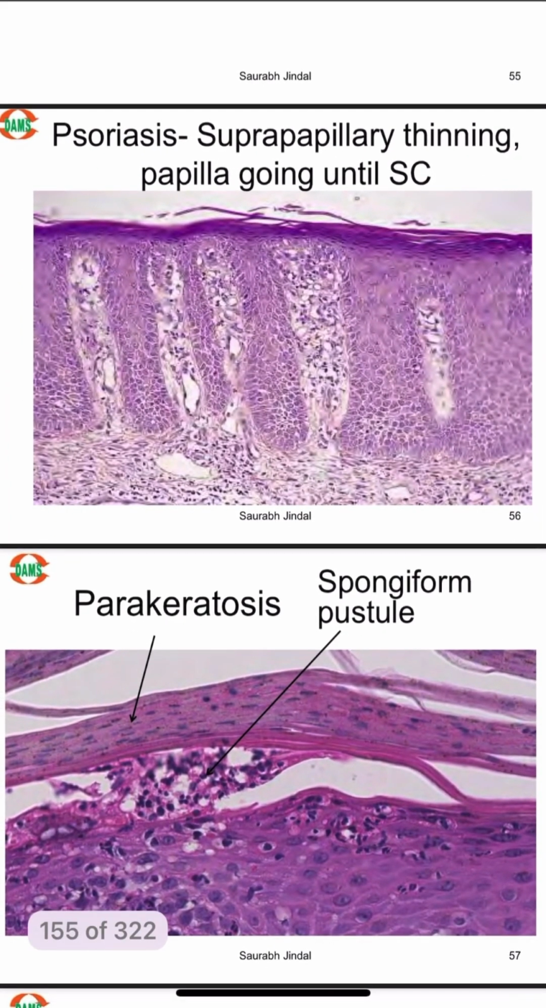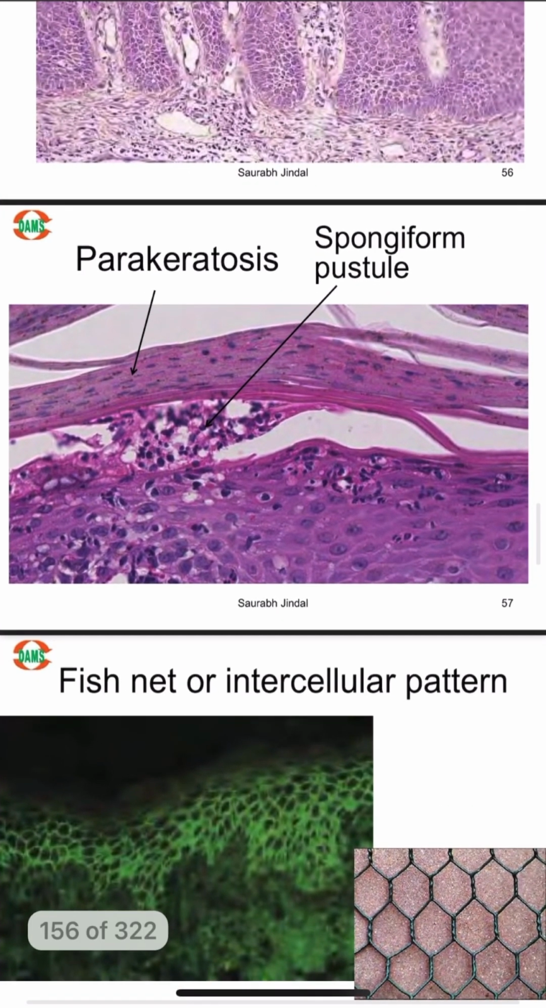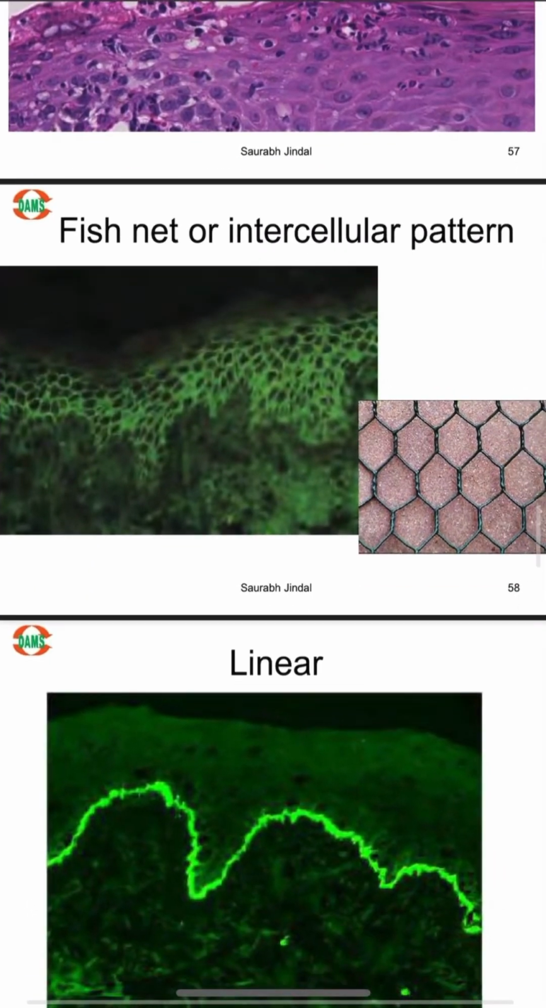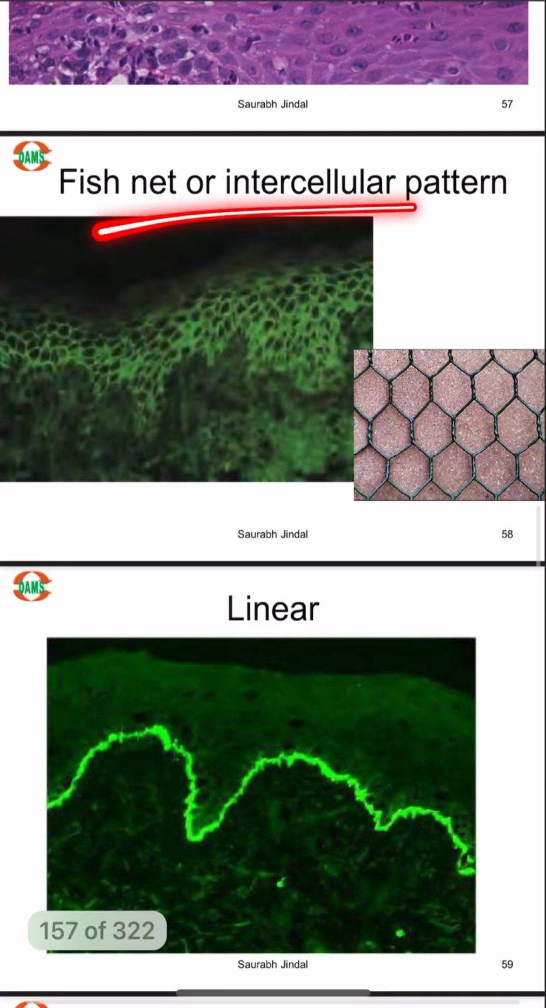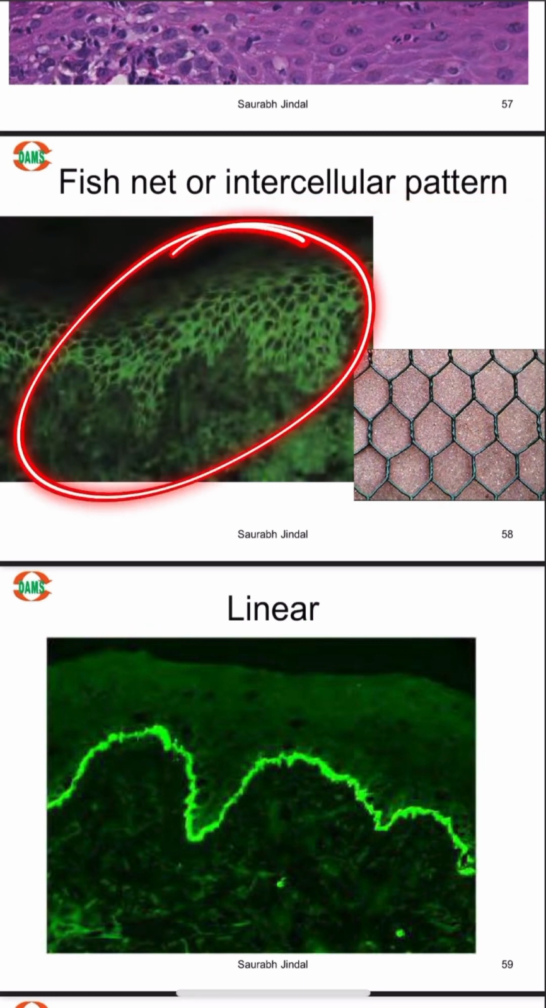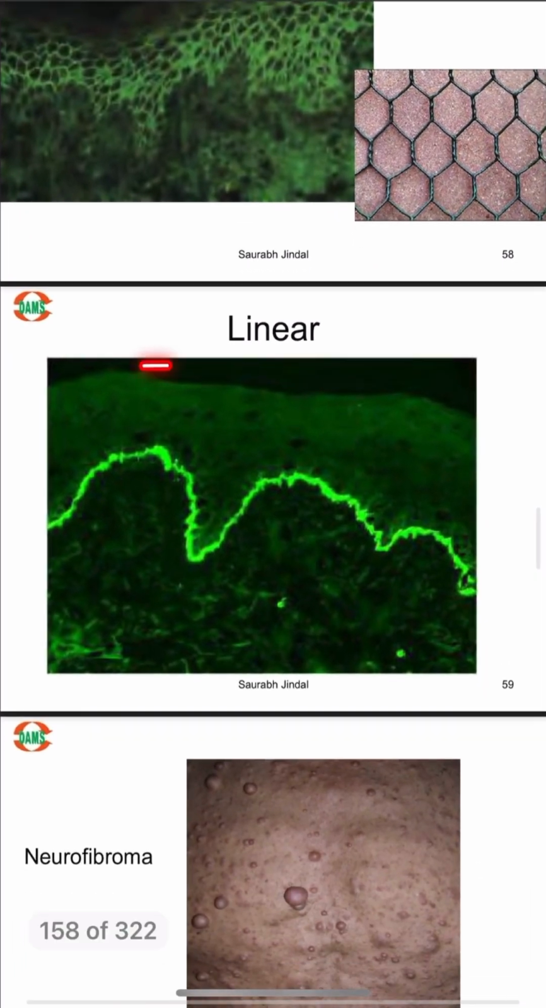Now some histo images. In psoriasis, suprapapillary thinning, papilla going until stratum corneum. Parakeratosis seen, which is nuclei in stratum corneum, and spongiform pustule seen. Fishnet or intercellular pattern. This is linear.